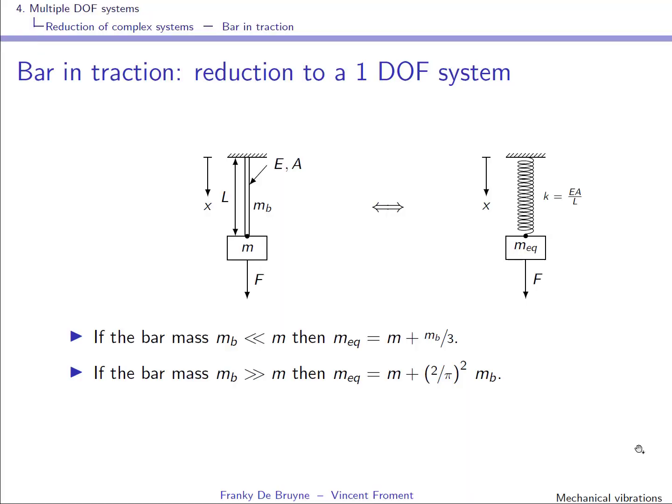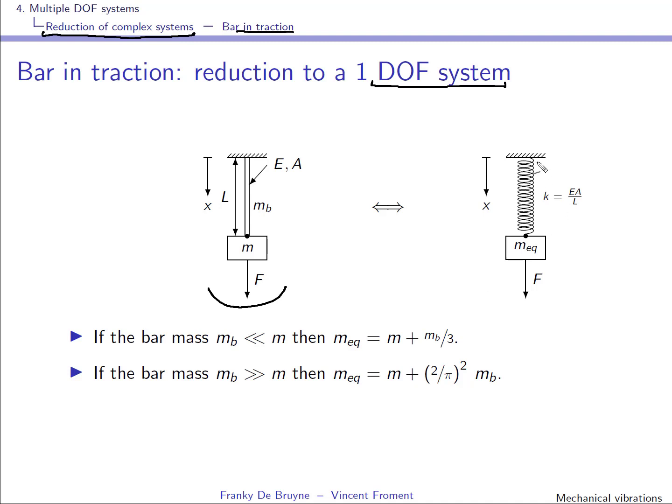So next we'll consider a subsection on reduction of complex systems, and these first slides are kind of a summary of what we have seen before. So we first considered the bar in traction, and we've seen earlier that we can reduce it to a 1 degree of freedom system. So this is the bar in traction.